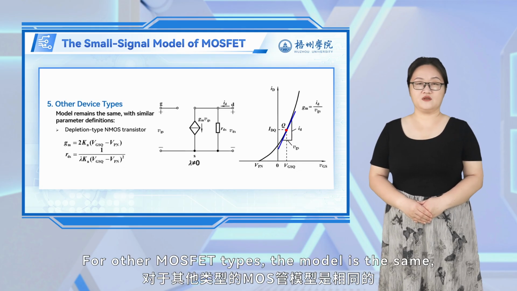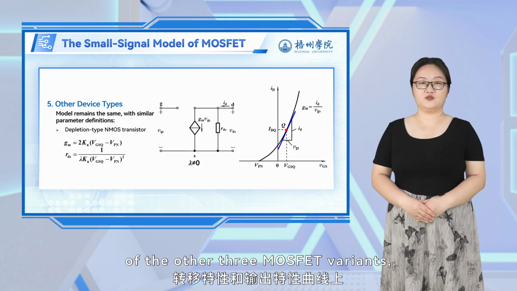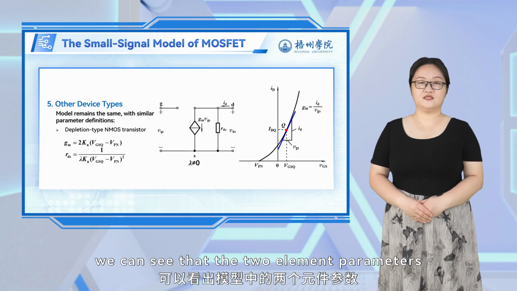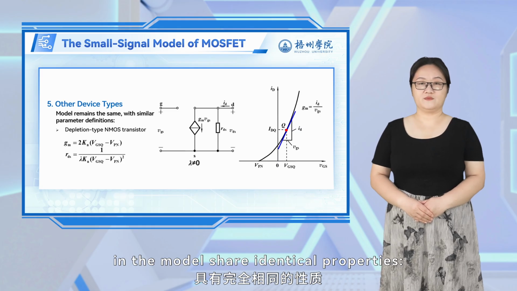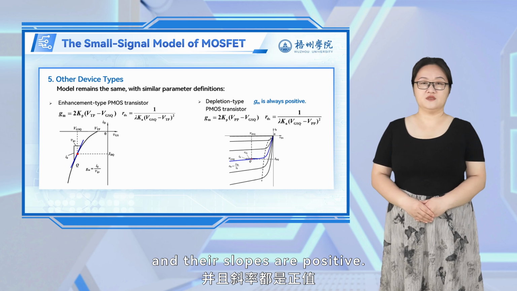analysis. For other MOSFET types, the model is the same because from the transfer and output characteristic curves of the other three MOSFET variants, we can see that the two element parameters in the model share identical properties. They both reflect ratios of variations and their slopes are positive.